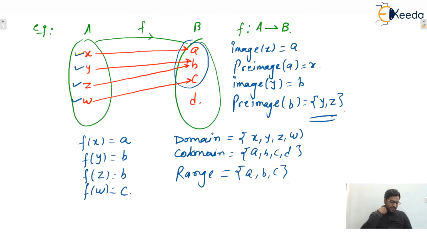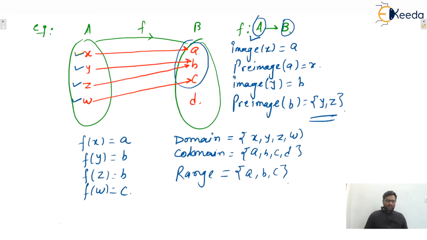If a function is from set A to set B, then A is the domain of function f, and set B is the codomain of the function f. And if the function is from B to A, then the domain becomes B and the codomain becomes A. Is that clear?